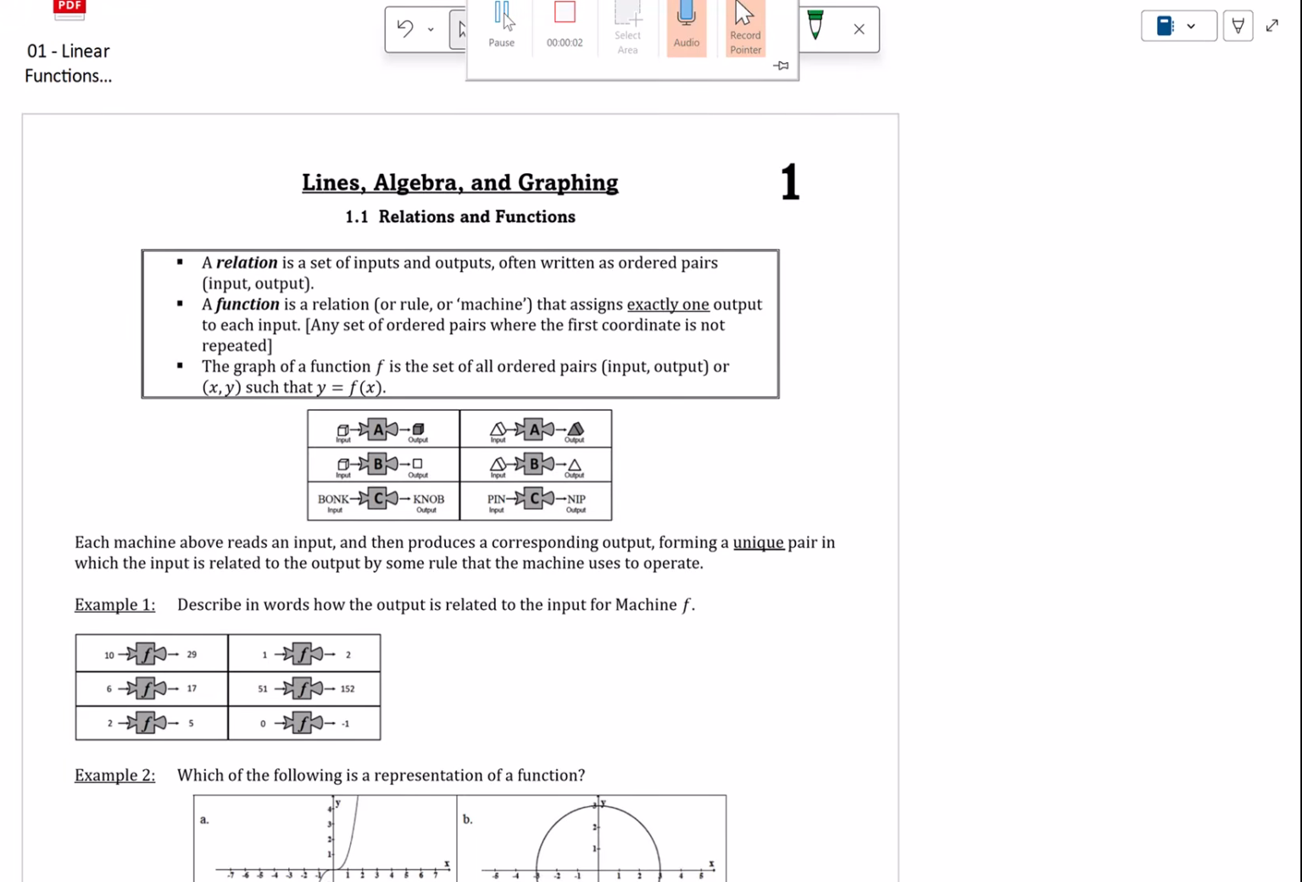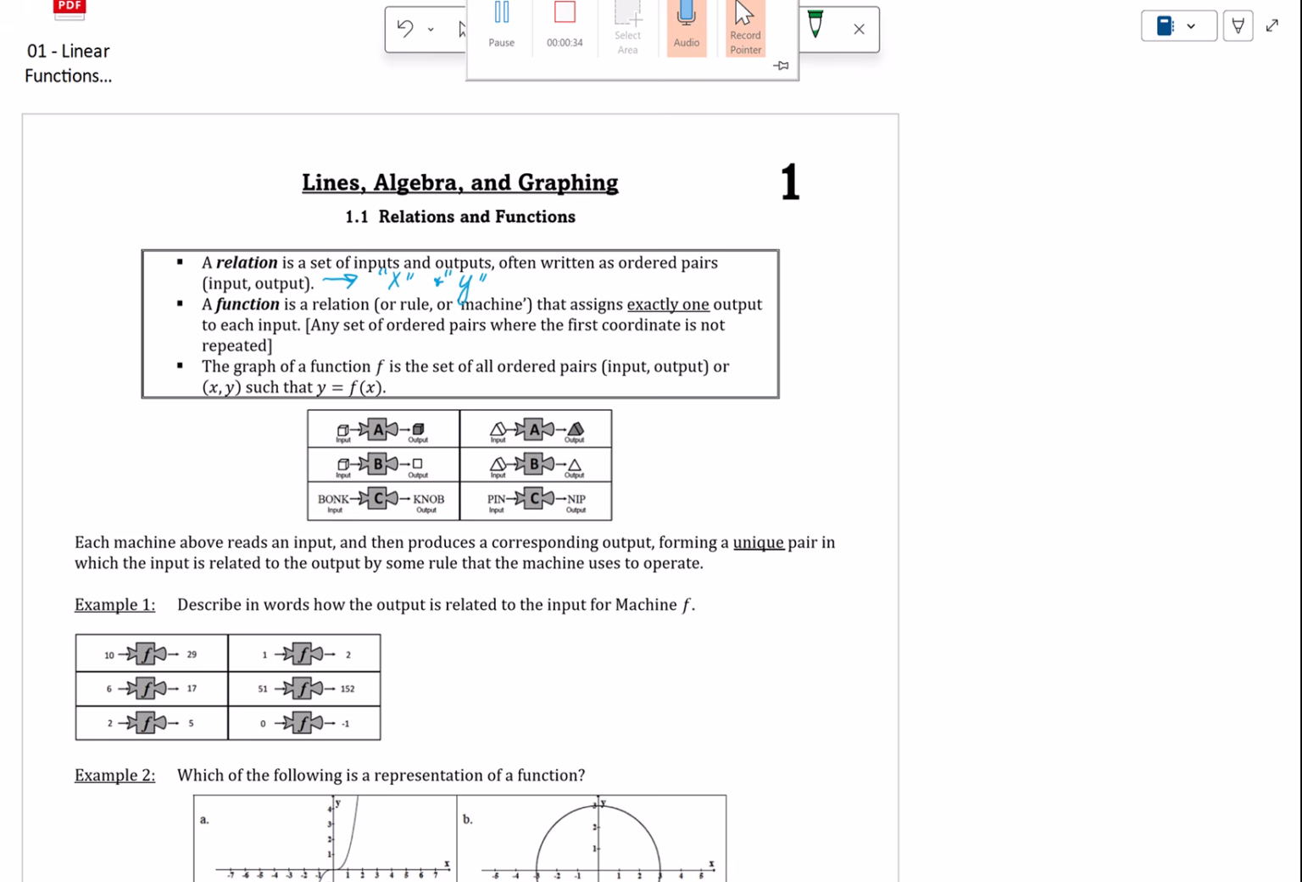Right, for this lesson, we are looking at the difference between relations and functions. So things can relate, but still not be a function. But all functions are some type of relation, so they kind of coexist that way. A relation is a set of inputs and outputs, often written as an ordered pair, and we think of these as x and y. That's mostly what we deal with, but you can have other variables.